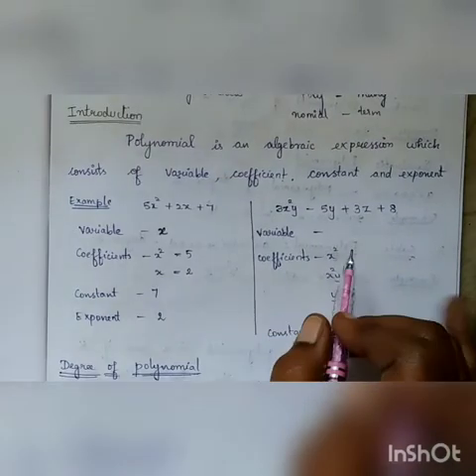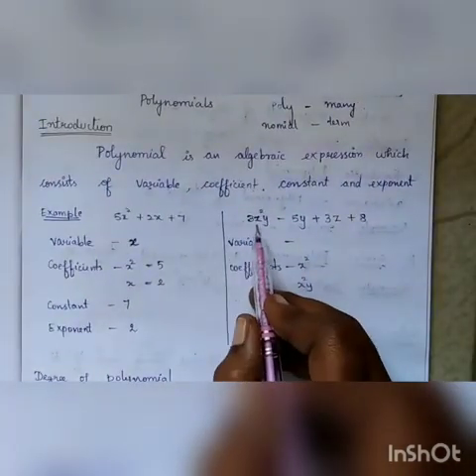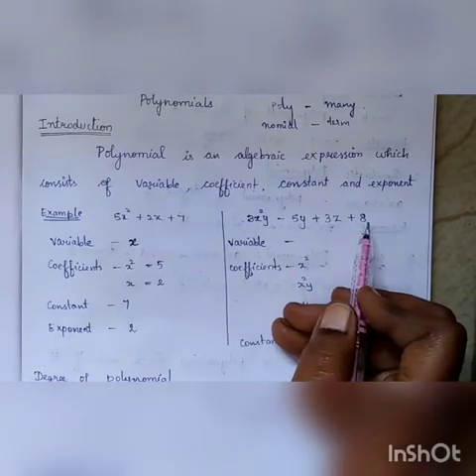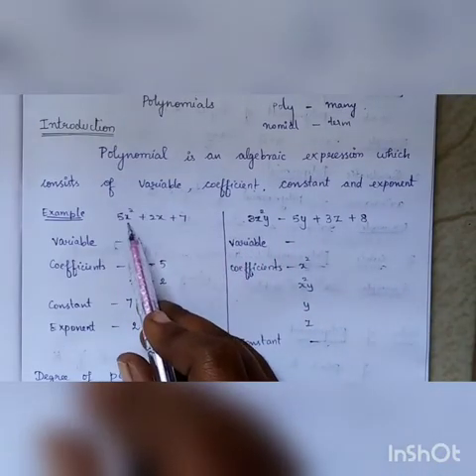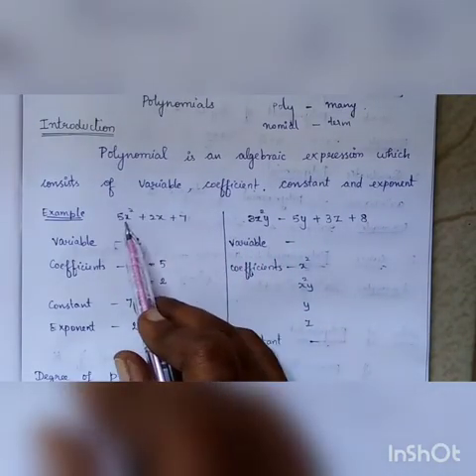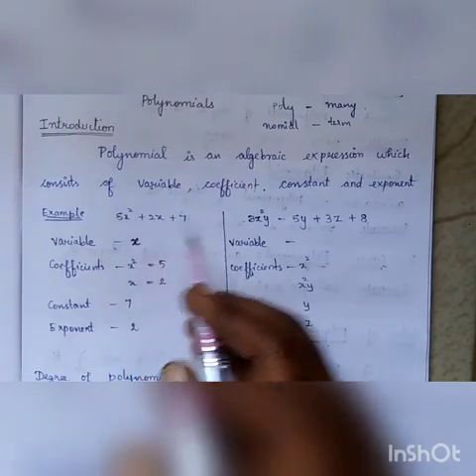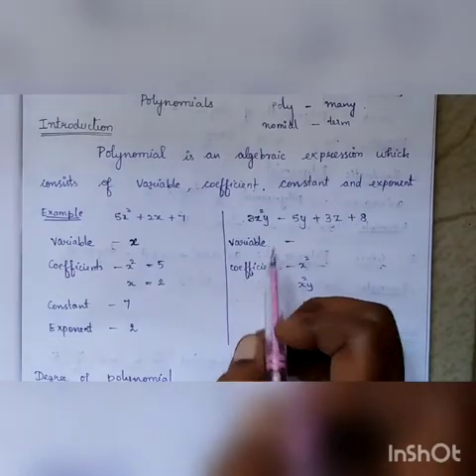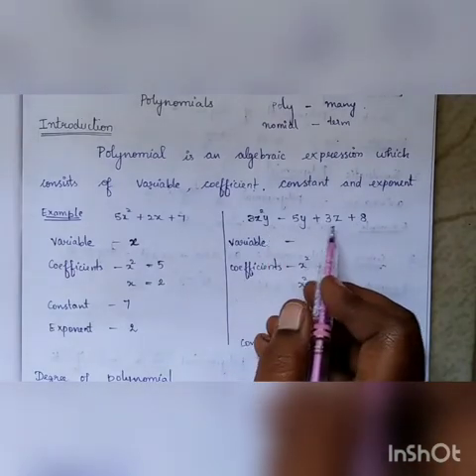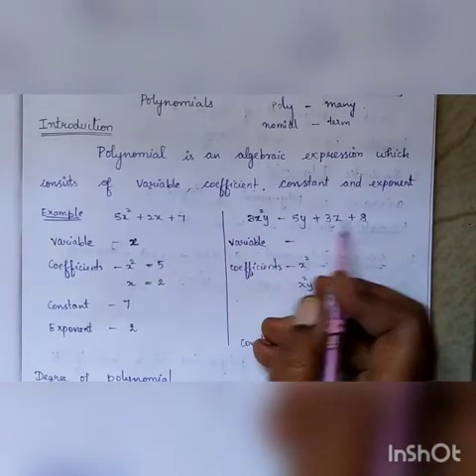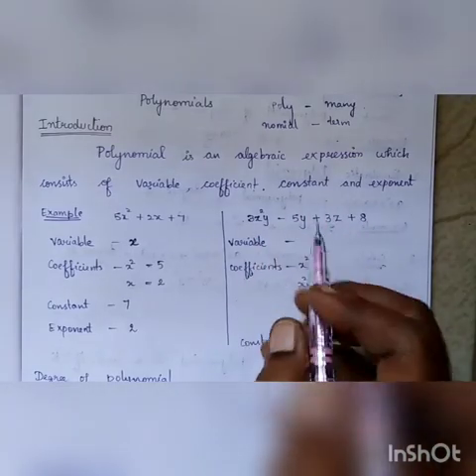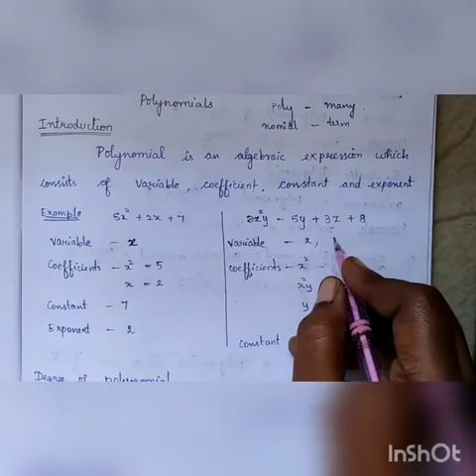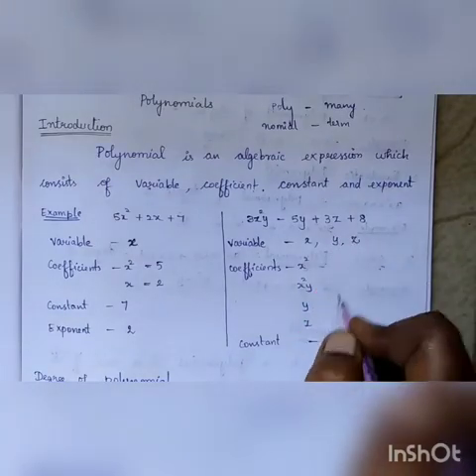Now see the next example. The next example is 3x square y minus 5y plus 3z plus 8. Here, earlier I had only one variable, that variable is x, but here the x variable is there, y variable is there, z variable is there. So I have 3 variables here. So this expression is a combination of 3 variables. Therefore the variables are x, y and z.